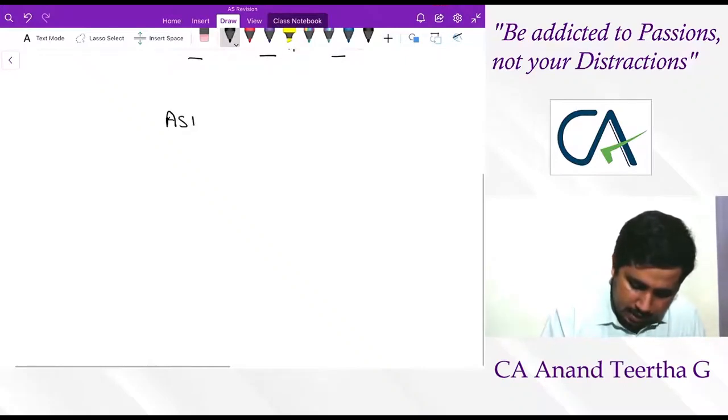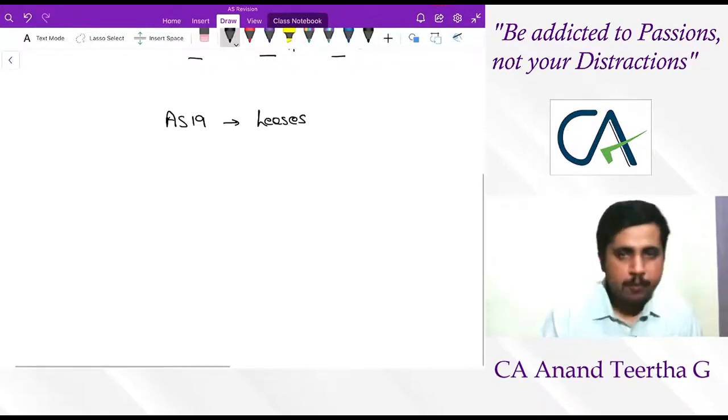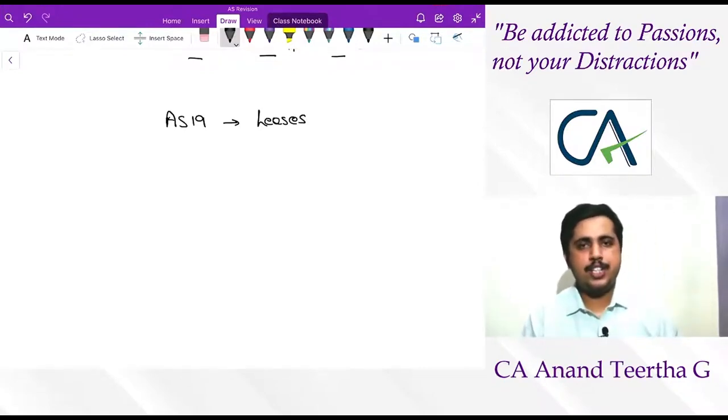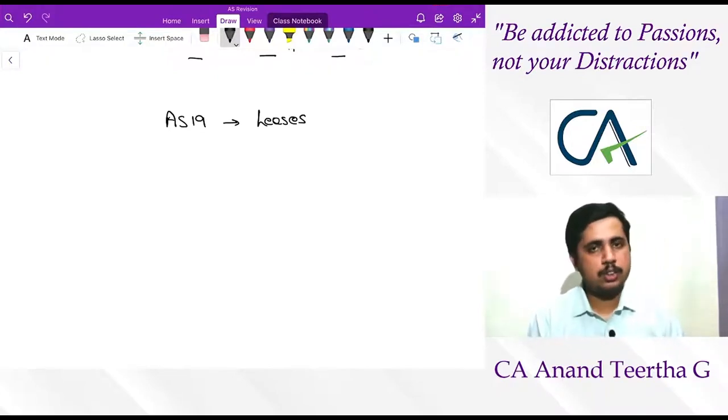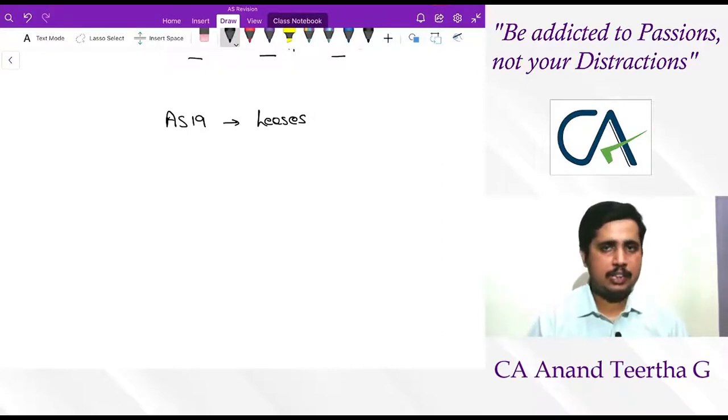AS 19 talks about leases. So everything in connection to lease agreements is covered under AS 19. It talks about how the accounting mechanism should happen in both the books of lessor as well as lessee.